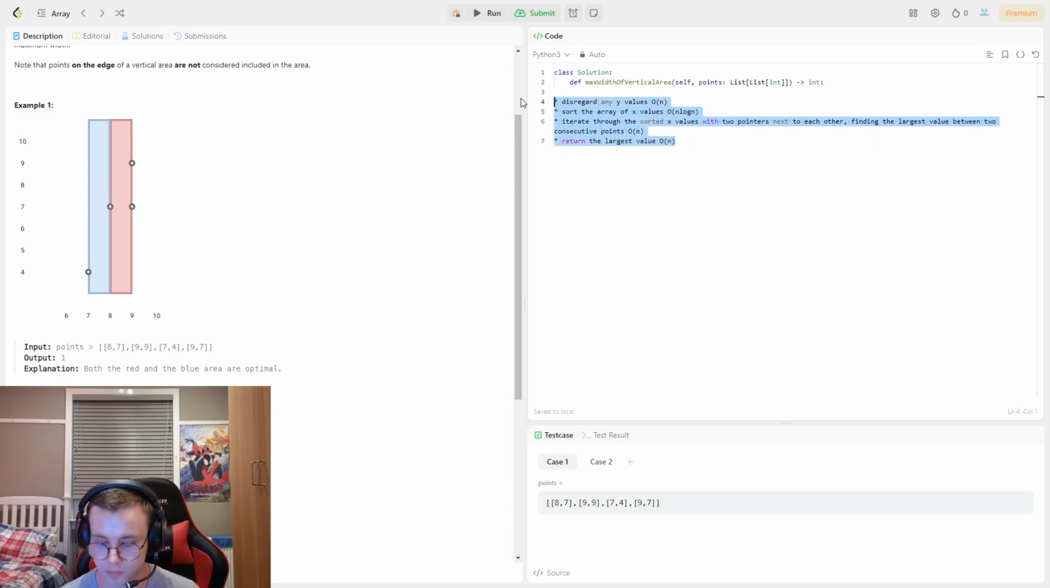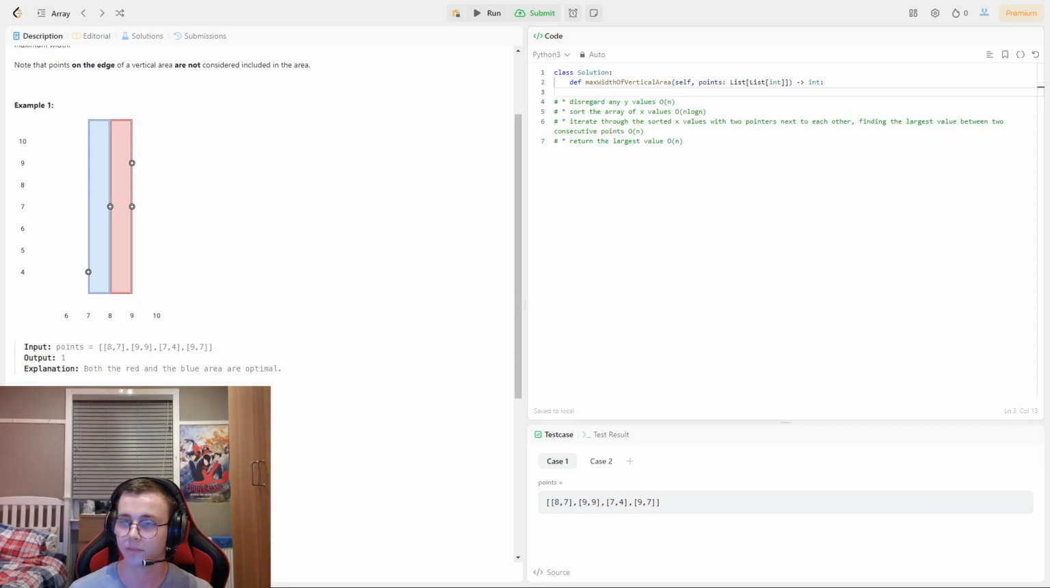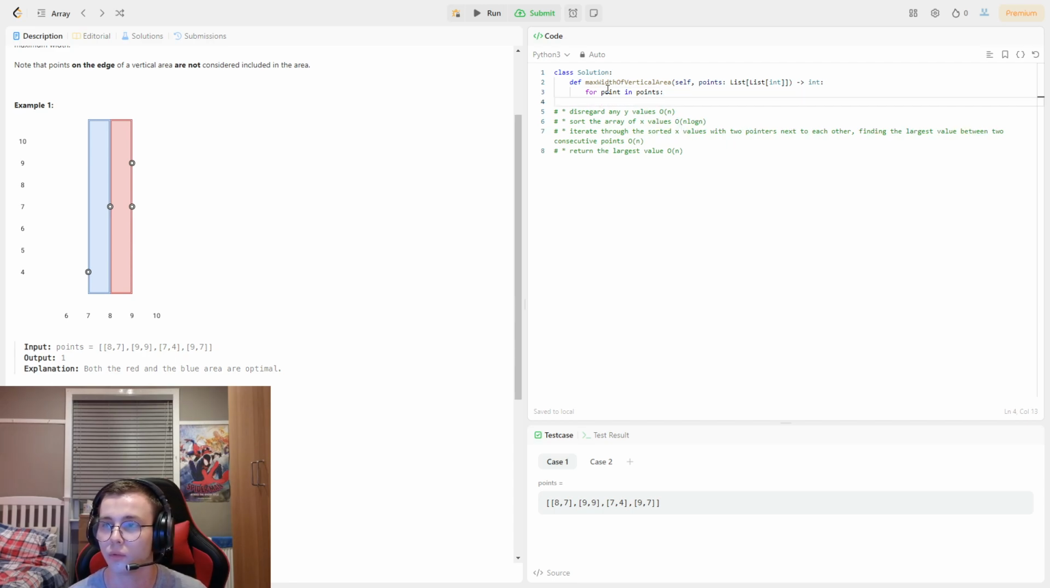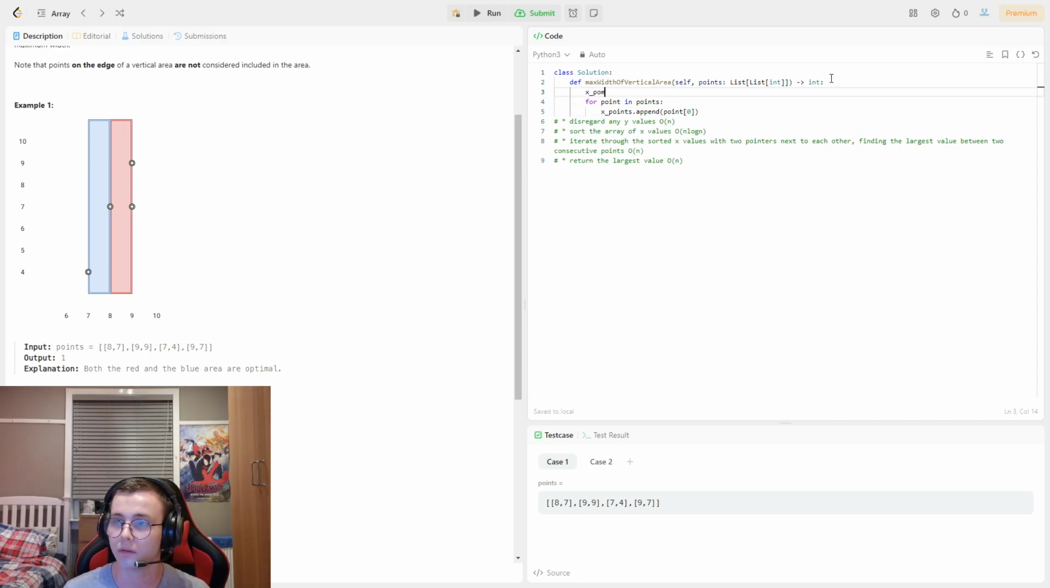So I'm just going to comment this out. So disregard any y values. For point in points, we're going to do x_points.append(point[0]). And we're just going to do x_points is equal to an empty array.